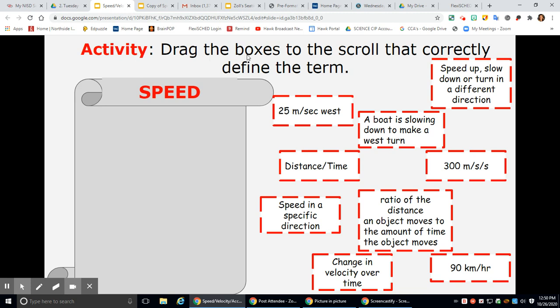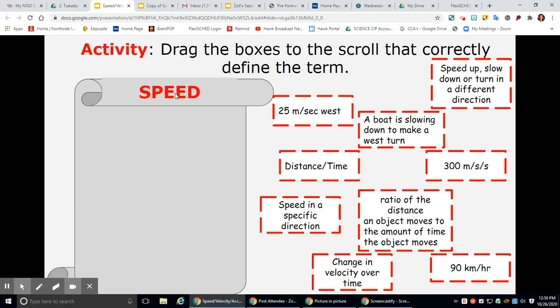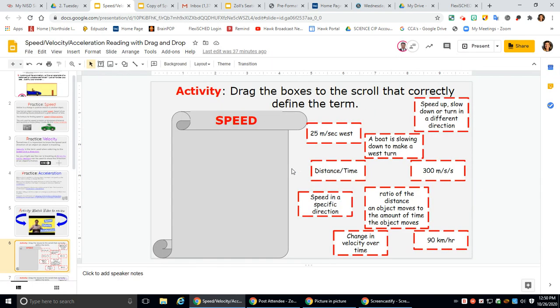For our activity, we're going to drag the boxes to the scroll that correctly define the term. So as an activity, we just watched a video on speed, velocity, and acceleration. Speed is how fast or slow an object is moving. It goes distance and time. So we want to find some examples of speed. So we know speed is distance and time.